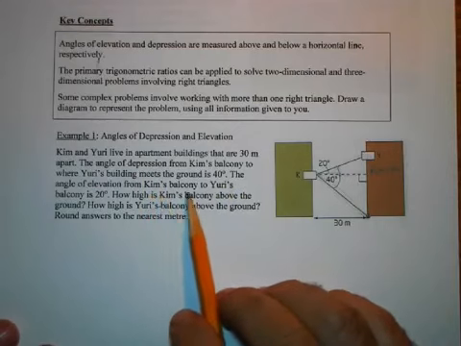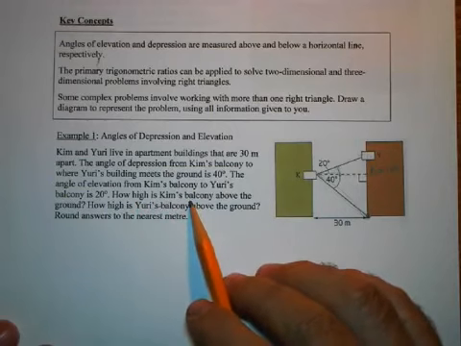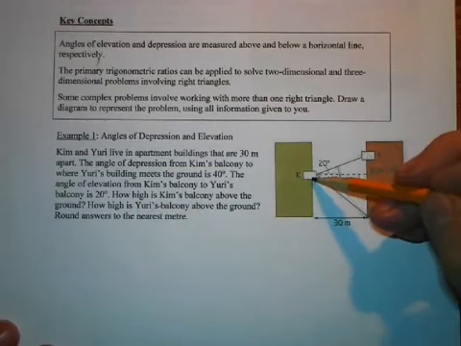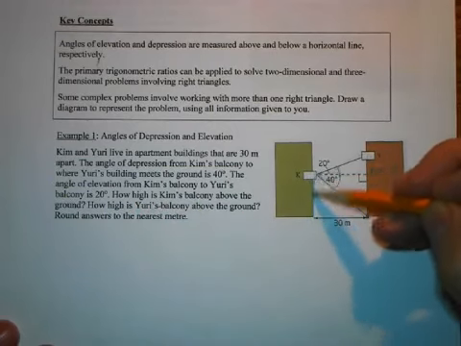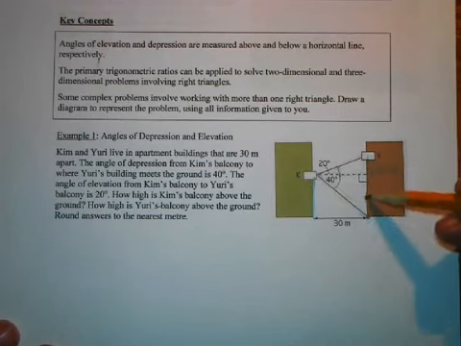The angle of elevation from Kim's balcony to Yuri's is 20. We just did that. How high is Kim's balcony above the ground? So basically we want to know that height. And how high is Yuri's balcony above the ground? So we want to know that height.